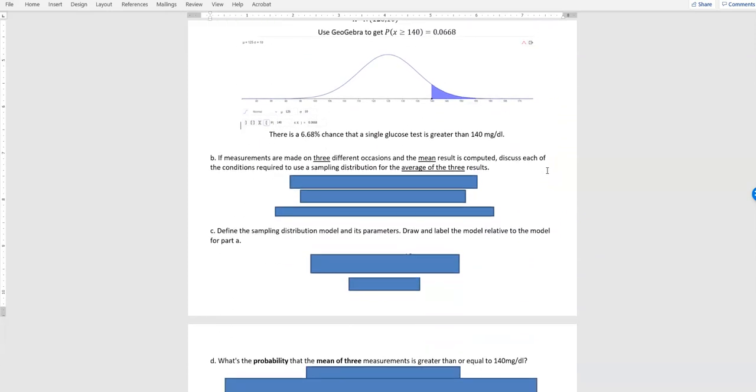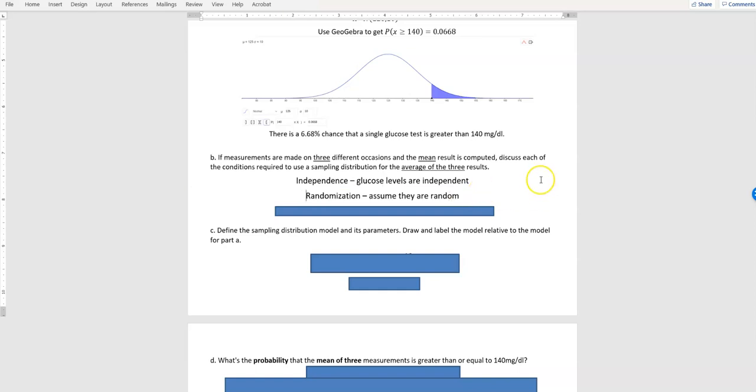In the second part, it says, if measurements are made on 3 different occasions and the mean result is computed, discuss each of the conditions required to use a sampling distribution for the average of the 3 results. And what we're talking about here is the central limit theorem that we talked about in the last video. And there are 3 things that we said we had to meet. One, we wanted to know if they're independent. We have to prove that those samples are independent of one another. Well, if 3 different people come in and we choose those people, then they're definitely independent.